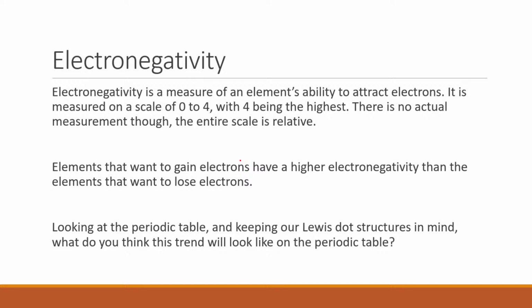Our elements that have a lot of valence electrons, our elements with 6 and 7 and 5 valence electrons, are going to have high electronegativity. They want to gain electrons. They are going to be good at taking electrons from other things. On the other hand, elements with 1 or 2 or 3 electrons are going to be bad at taking new ones because they don't even want the ones they have. They want to lose electrons. So they're going to have a low electronegativity, while elements that want to gain electrons are going to have a higher electronegativity.